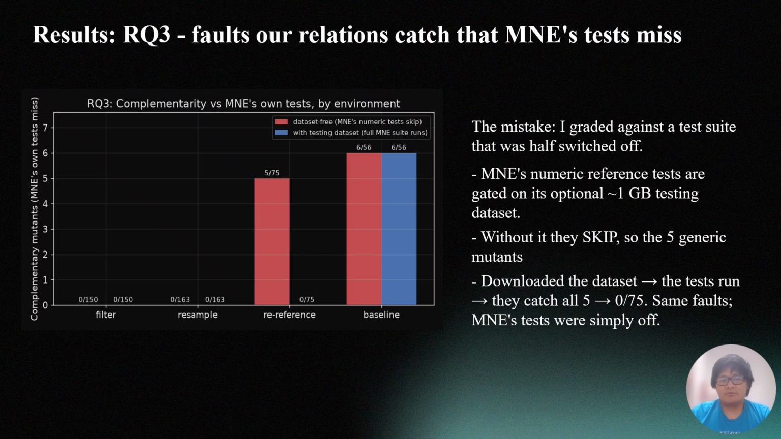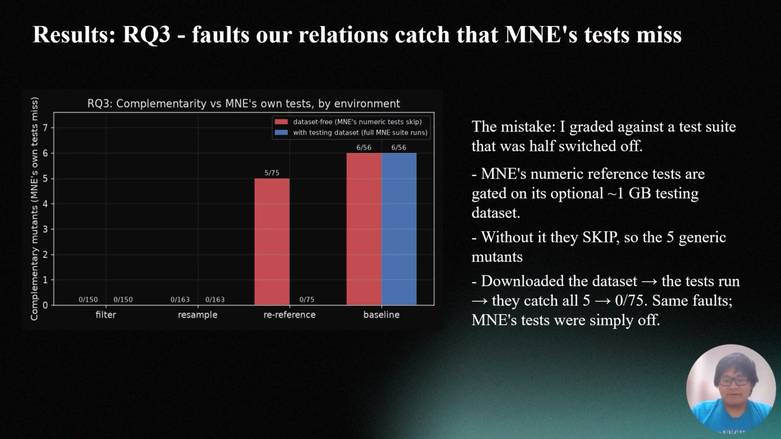However, there's an issue with how the testing was done, because MNE's numeric reference tests were gated on its optional testing data set. Like I said earlier, I used a synthetic data set, and I didn't use anything at all for that. Because of that, it skipped the 5 generic mutants, which sounded good. I mean, it was not. It was just a mishap on my part.